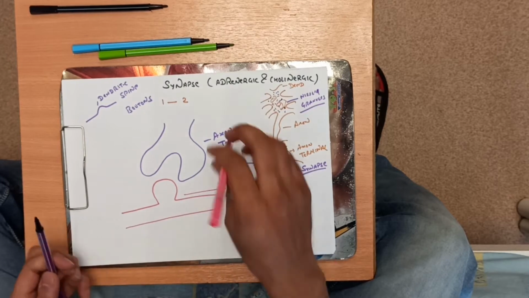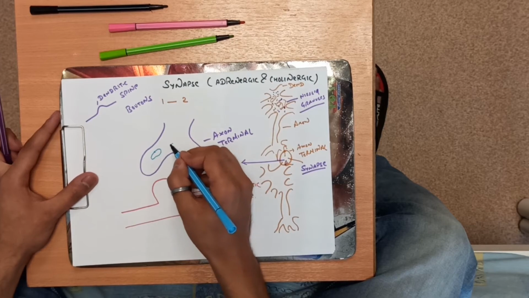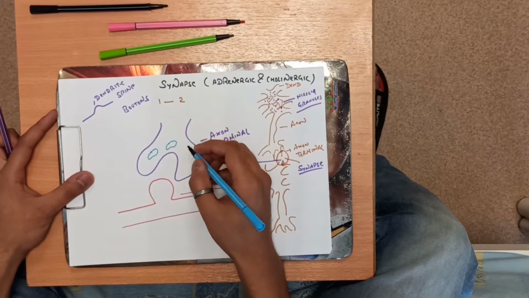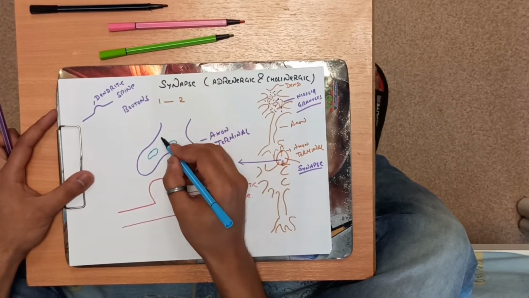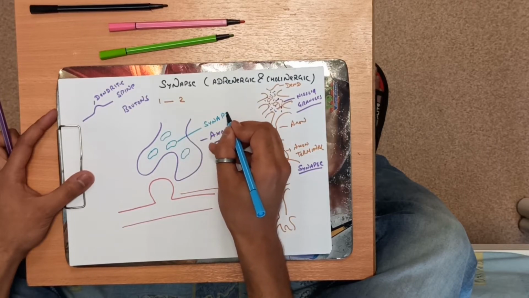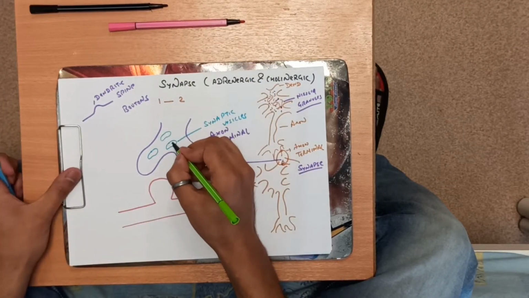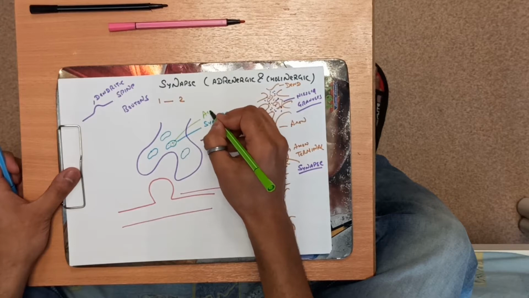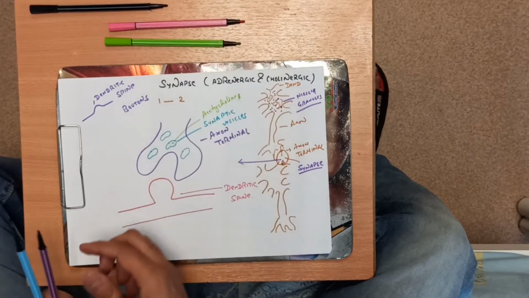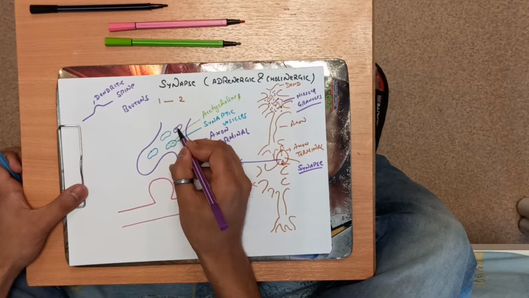Now let me tell you that the axon terminal consists of small vesicles in which there are neurotransmitters. Synapse is of two types, adrenergic and cholinergic. You can say these are the small synaptic vesicles. In these synaptic vesicles there are neurotransmitters. Let us suppose this is the neurotransmitter acetylcholine, one of the very famous neurotransmitters in terms of synapse. You can say that this is mitochondria.